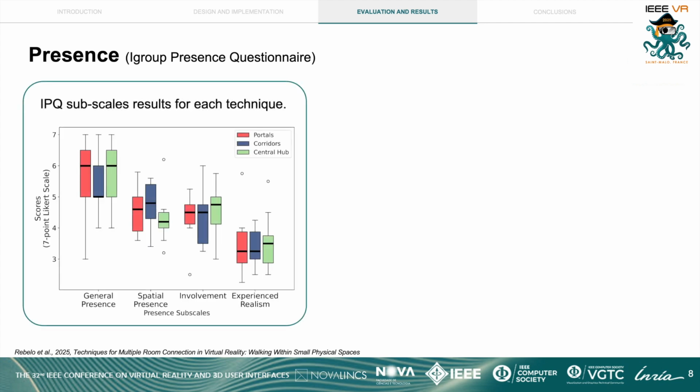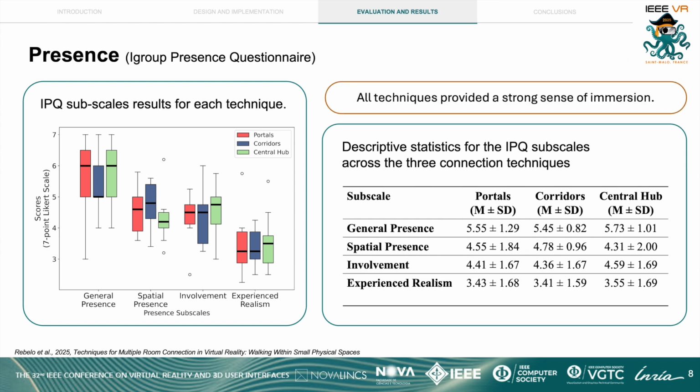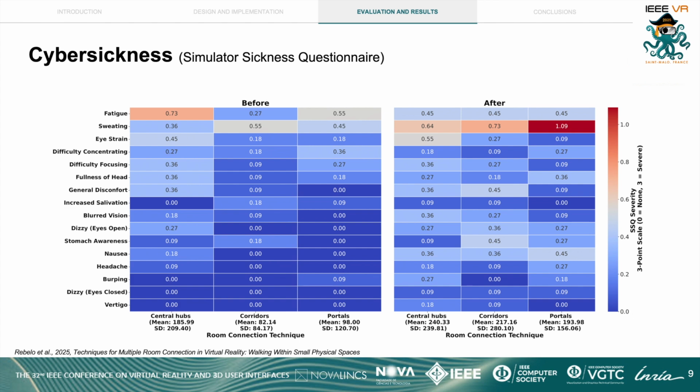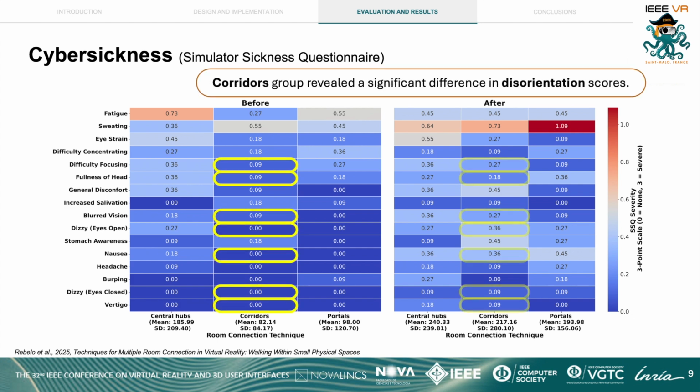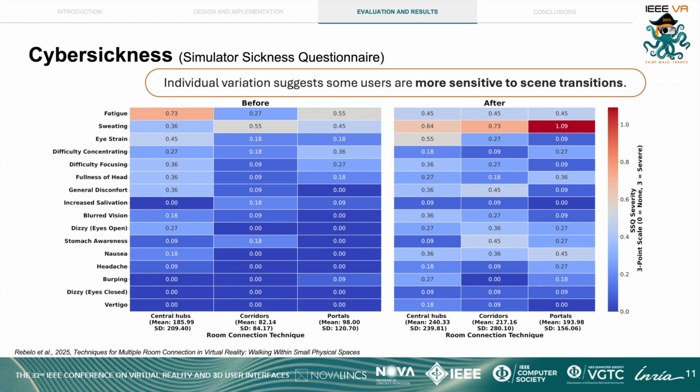Our results showed that all 3 techniques provided a strong sense of presence. Participants felt immersed in the virtual apartment, regardless of the navigation method used. When examining cybersickness, we found some differences between techniques. The corridors group experienced higher disorientation scores. The portals group reported increased nausea in some cases. Individual sensitivity played a role, with certain participants reacting more strongly to scene transitions.